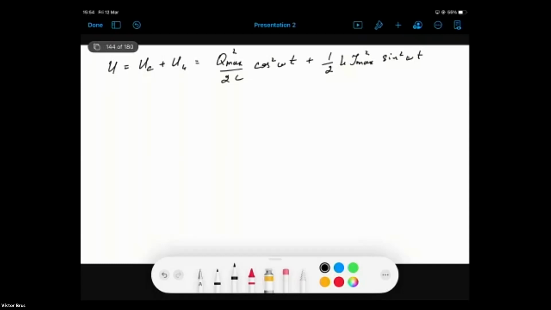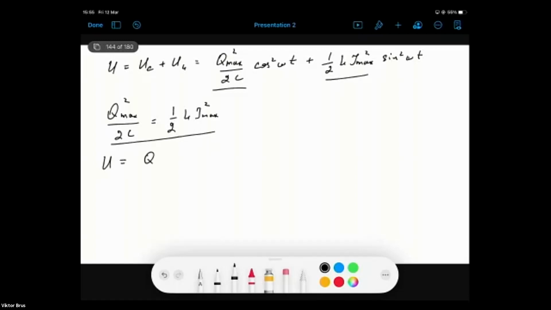We know that these amplitude values are equal to each other because we can fully transform energy accumulated in the capacitor into energy accumulated in the inductor. That's why we can write that they are equal. And that means that we can just factor out, for instance, Q maximum square divided by C, and in the parentheses will be cosine square omega t plus sine square omega t. So let us do this.